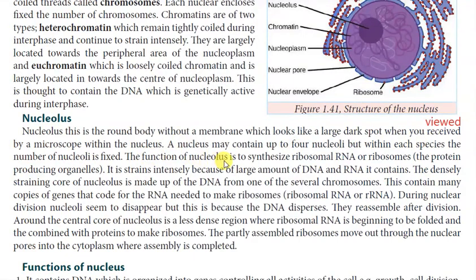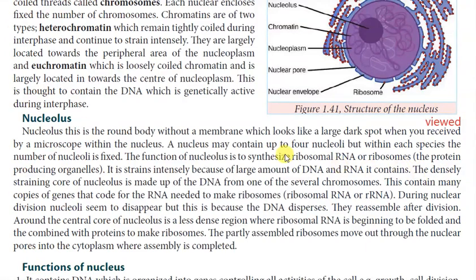The function of the nucleolus is to synthesize the ribosomal RNA or the ribosomes. Ambazo ribosomes ni protein producing organelles. The ribosomes ndiko ambako protein synthesis inatokea. Mchakato mzima wa kutengeneza protein unatokea kwenye nini? Kwenye ribosomes. So it stains intensely because of the large amount of DNA and RNA it contains. That's why it tends to stain intensely.